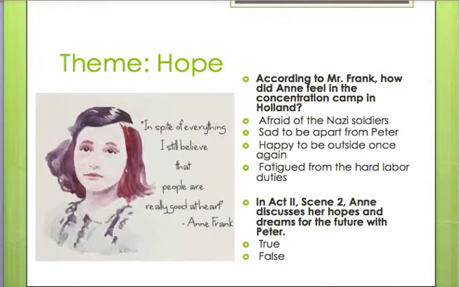And we'll go on to the theme of hope. There's a drawing of Anne Frank, or a painting of Anne Frank. "In spite of everything, I still believe that people are really good at heart." Anne Frank. So she was hopeful throughout her entire time that she was in hiding.